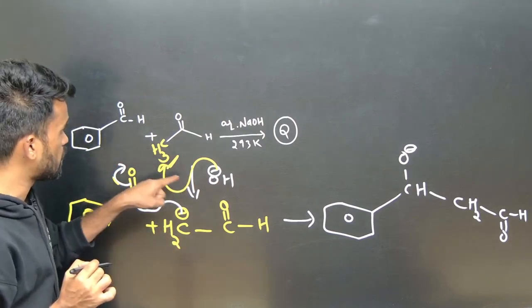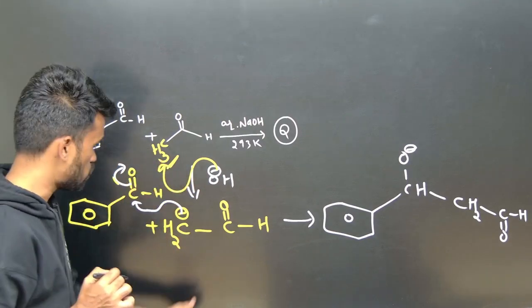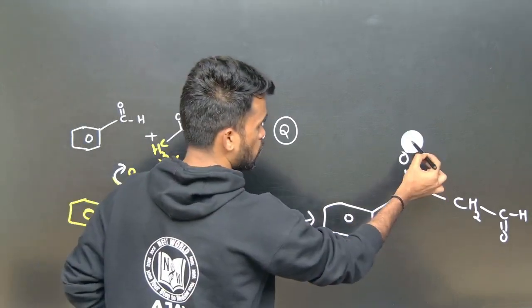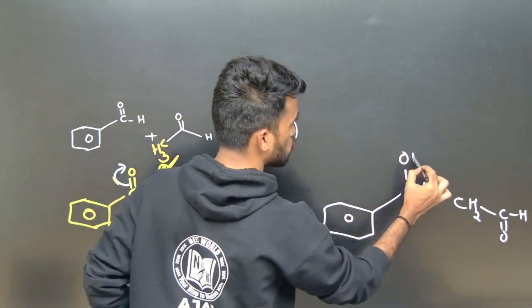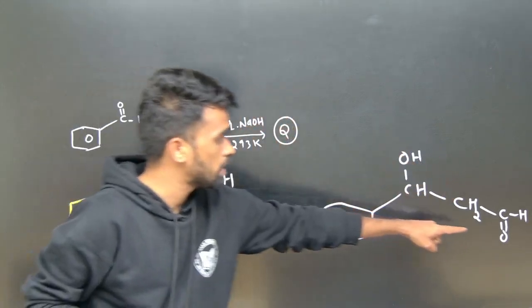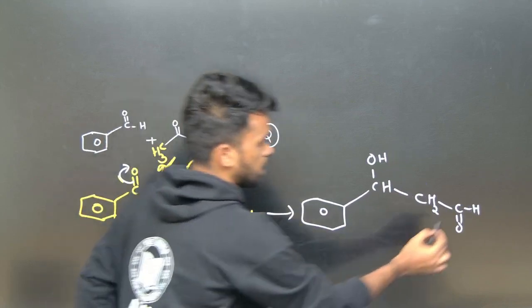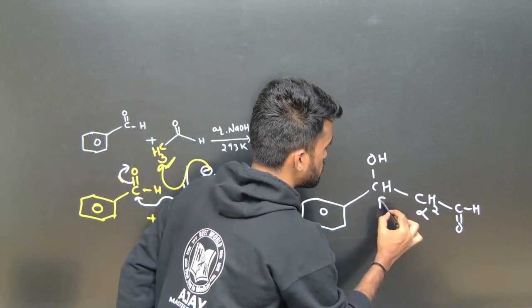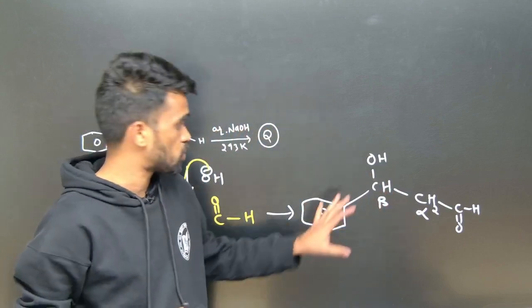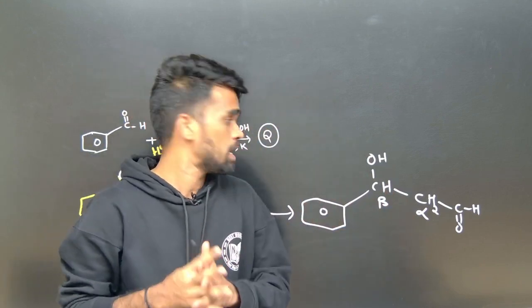So now see, in the first step a proton is abstracted, and that proton is given back to this O minus, so that we get an OH group here. So this is the aldehyde; to this aldehydic carbon, this is the alpha carbon, this is the beta carbon. So now we can call this product a beta hydroxycarbonyl compound, right?